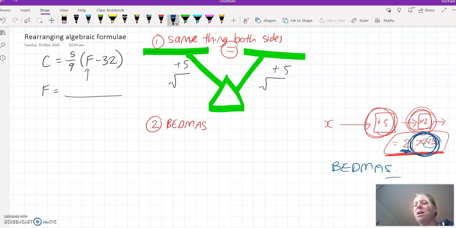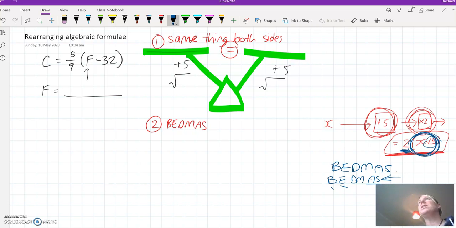So I use BEDMAS the correct way around when I do something. Then when I'm undoing it, I'm actually going backwards. So you do your adding and subtracting first, then your dividing and multiplying, and then exponents, and then brackets. So you end up working backwards. It's like wrapping up a present and then unwrapping it.